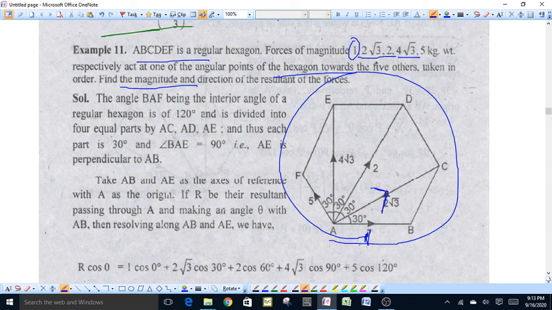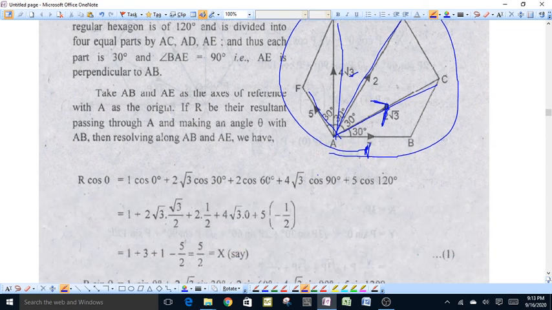This is along AC because we have been given that all these forces act at one angular point of the regular hexagon toward the 5 other vertices taken in order. This means this force acts along AC, which is equal to 2√3. The third force is 2, which acts along AD. Next, 4√3 acts along AE, and 5 kilogram weight acts along AF.